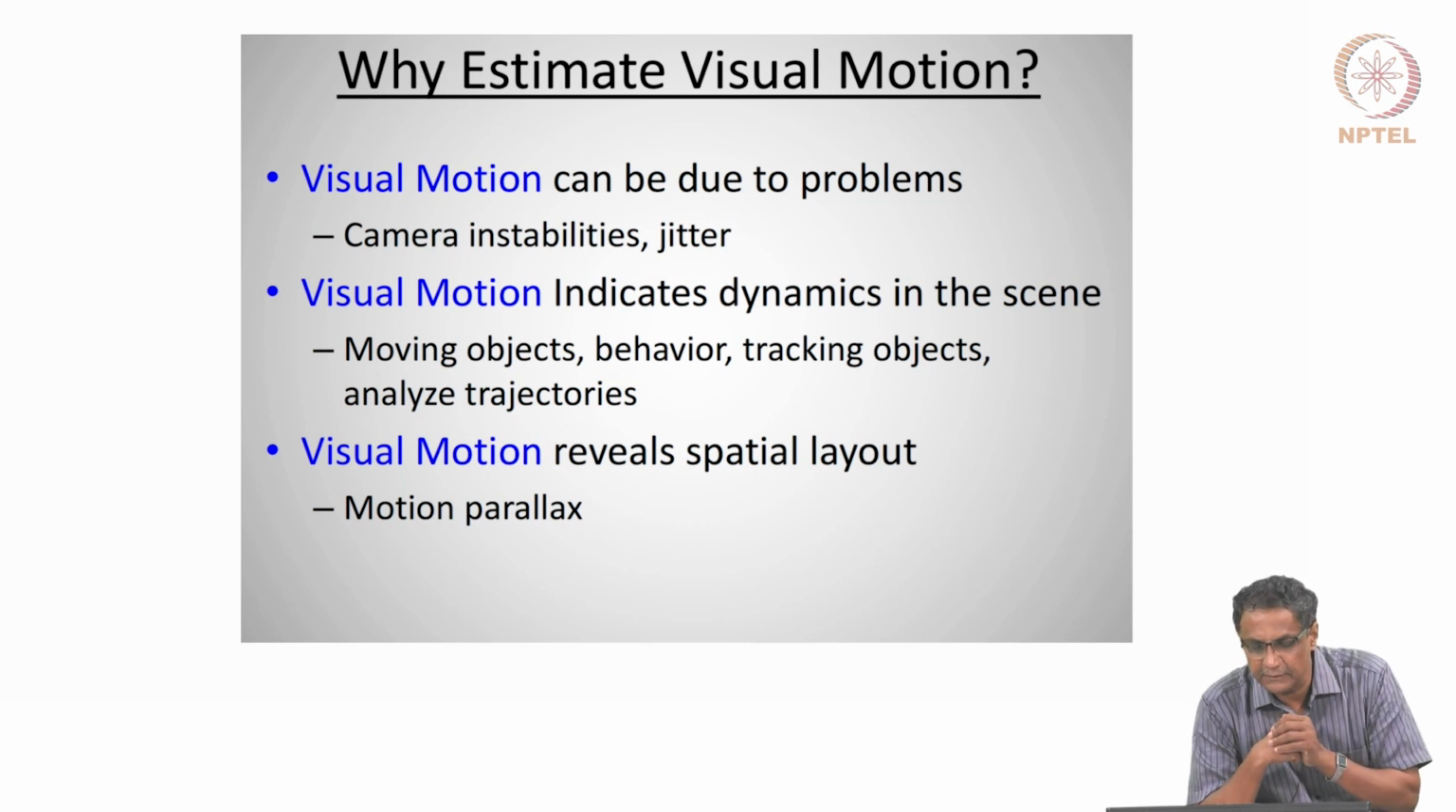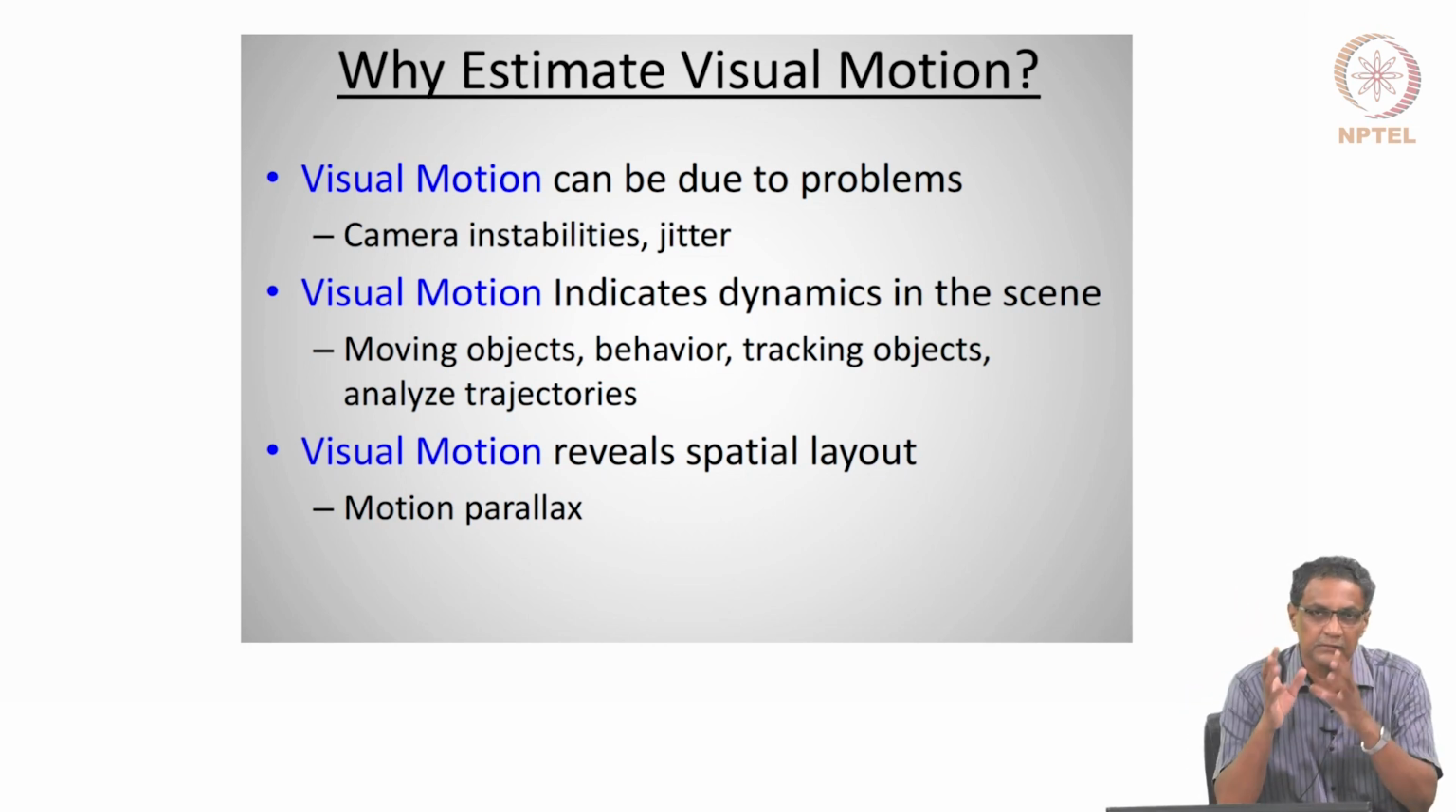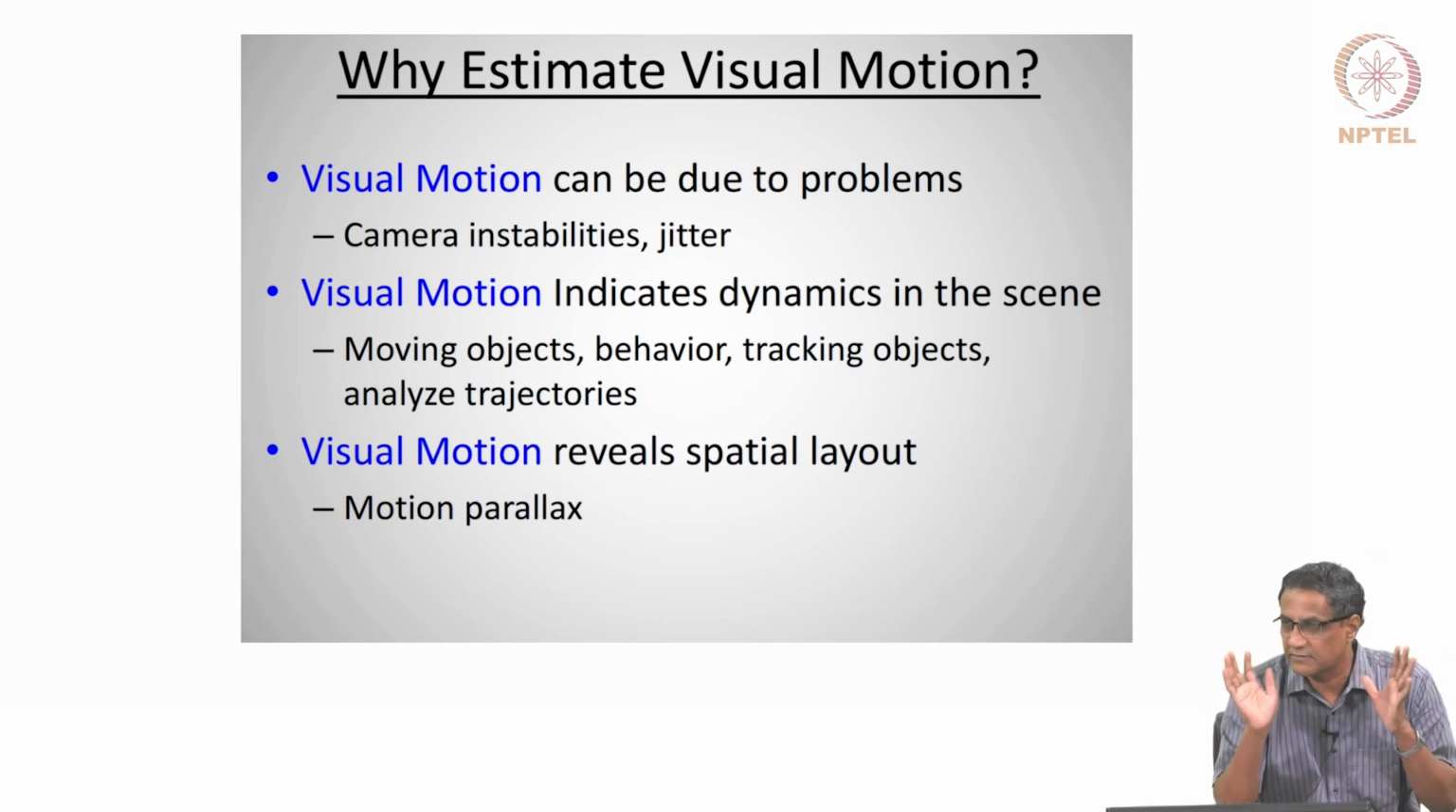A few are listed here, but visual motion can occur due to object motion, which is most of the time the case, and it indicates dynamics in the scene. When you say a dynamic scene, you really mean that some things are moving independently of the others.